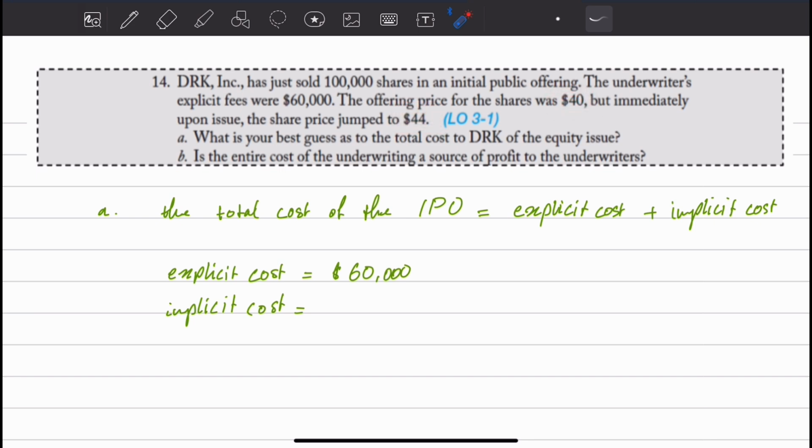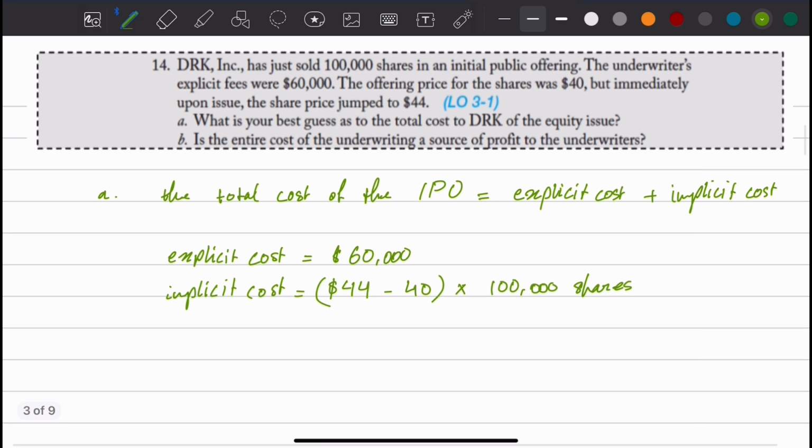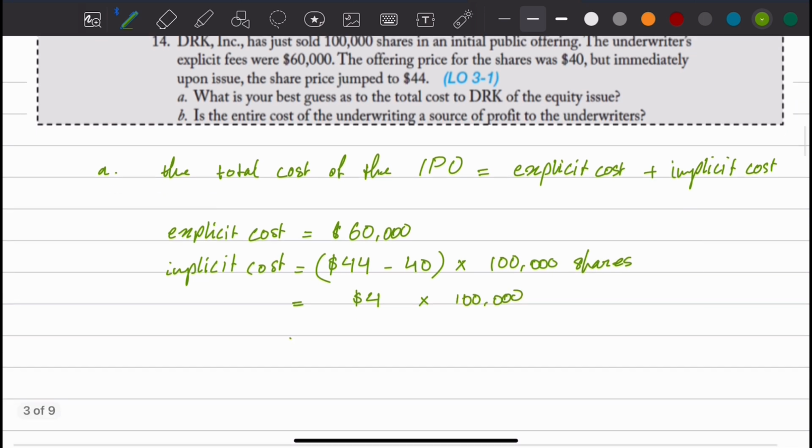Okay. So the implicit cost is going to equal $44 minus $40, multiplied by the number of shares, which is given to us here to be 100,000 shares. So the implicit cost is going to equal $4 multiplied by 100,000, which is equal to $400,000.